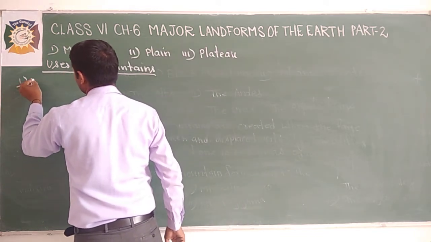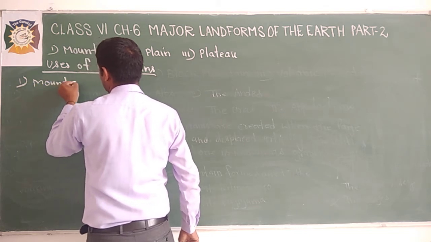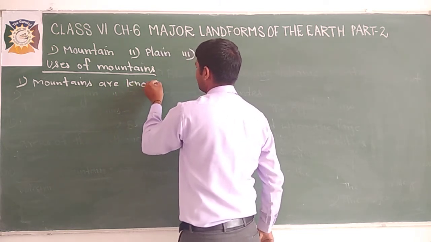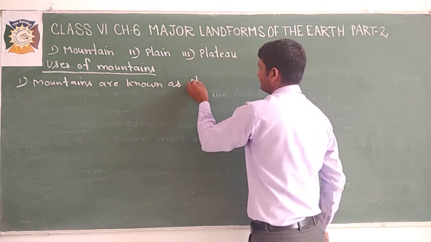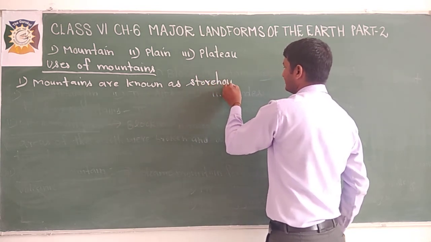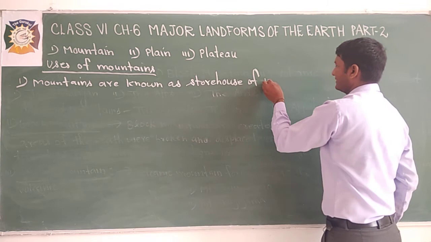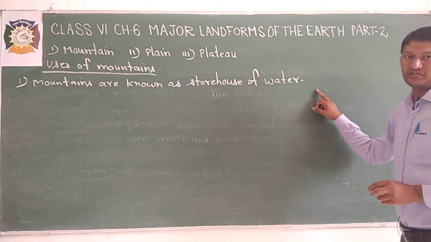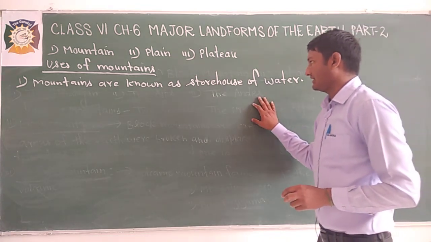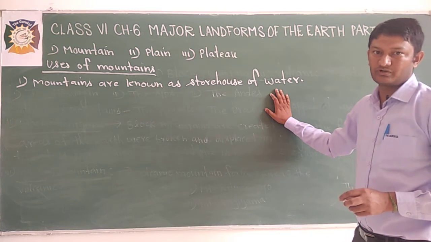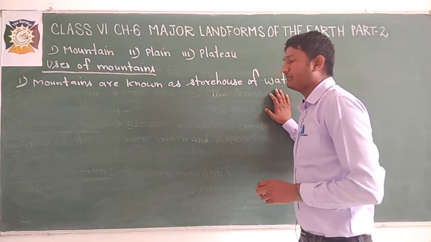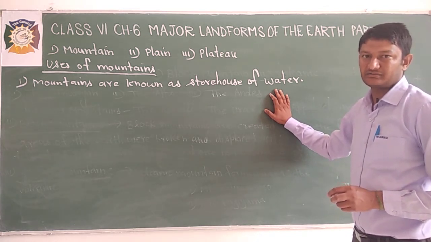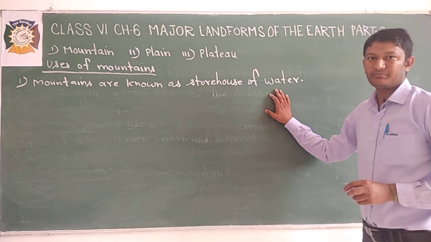The first one, mountains are known as the storehouse of water. Dear students, the first and foremost thing about the mountains is that they are known as the storehouse of water. How are they known as the storehouse of water? You might have seen, if you take the example of the Himalayas, the Himalayas mountain provides the source to many Indian rivers like the Ganga, the Indus, and the Brahmaputra.